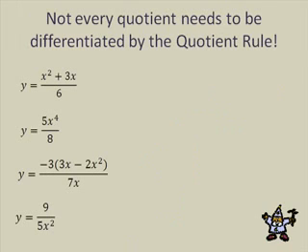Now we kind of have to be careful because not every quotient, when you look at the original problem and you think, oh, it's a quotient, I have to use the quotient rule. Well, not necessarily. So if we do a rewrite, like on this first one, so the equation is y is equal to, it's just a 6 in the denominator, so it's not a 6x. So I can just bring that out and think of it as a constant.